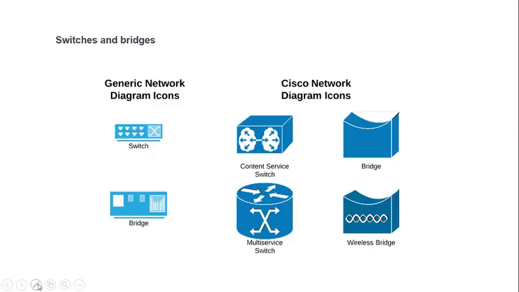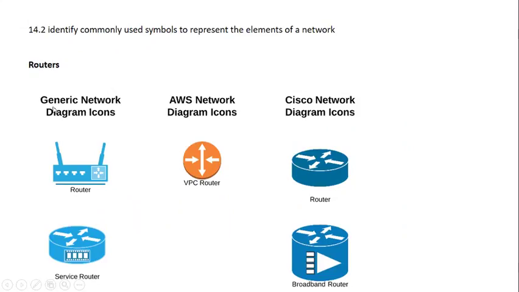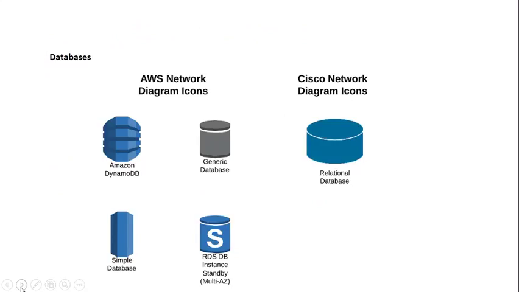So that's how the Cisco network is. The other one is the routers. There are generic network diagrams like this, then AWS network diagrams, something like that, and Cisco always does it like that. Okay, so databases: this is the AWS network diagram icon, something like that, simple. Amazon is generic like that, and Cisco is just a bit different.